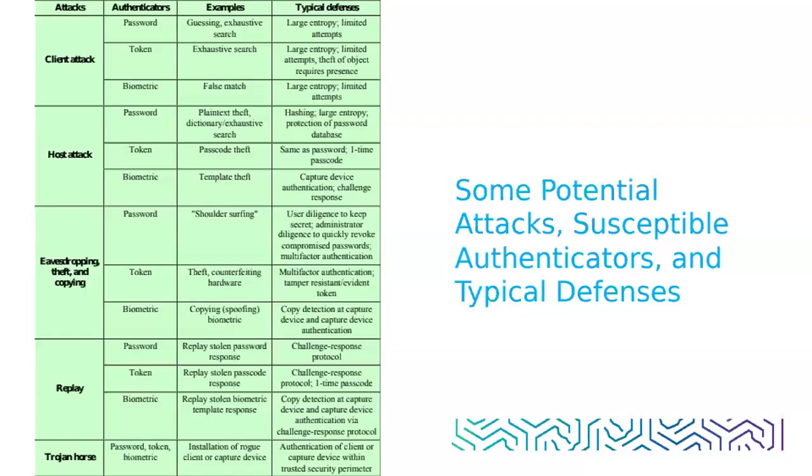Then we have token attacks, where the attacker will perform an exhaustive search or attempt to steal the physical token. Then we have host attacks, where the attacker targets the authentication server instead of the user device. Then the third case, eavesdropping, theft, and copying, where the attack occurs while information travels between the user and the system. And then the fourth type, replay attack. Here, instead of stealing the password, the attacker records the authentication message. Later, the attacker sends exactly the same message again.